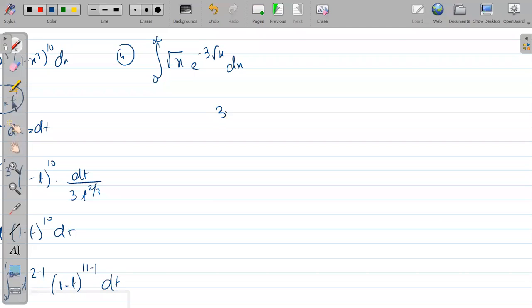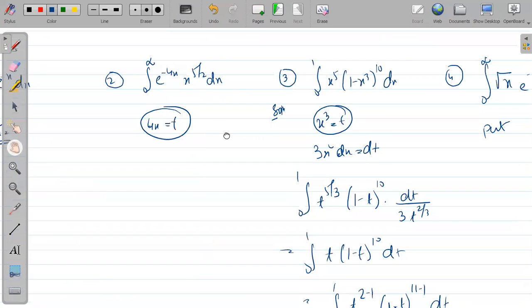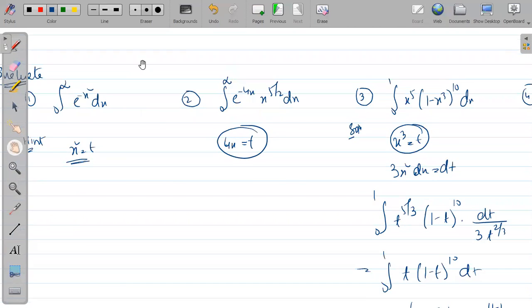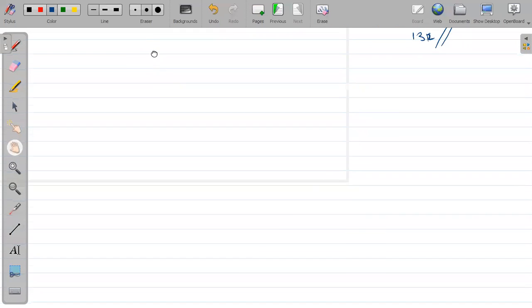Substitute 3 root x as t. You will get the definition of the gamma function. So these are the homework questions. 4 or 5 questions I am giving here. Easily you can do them.